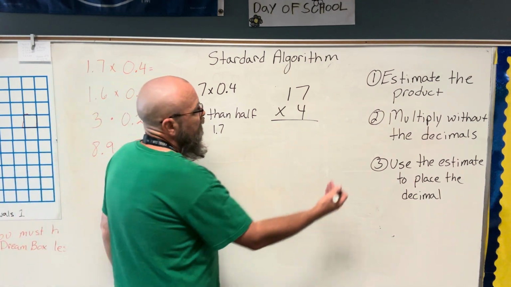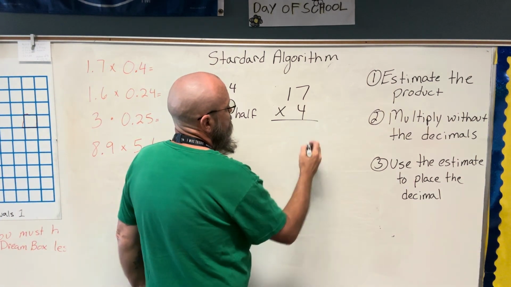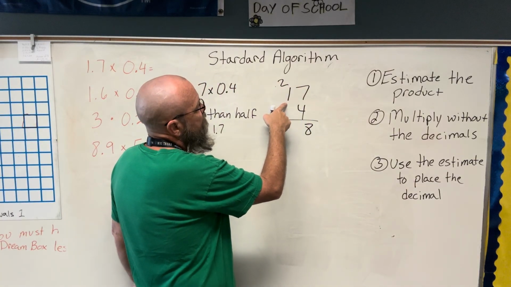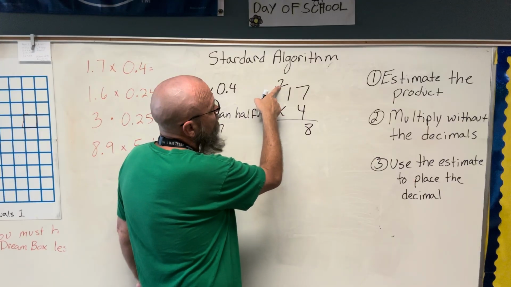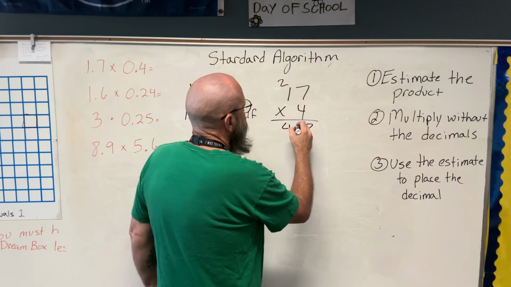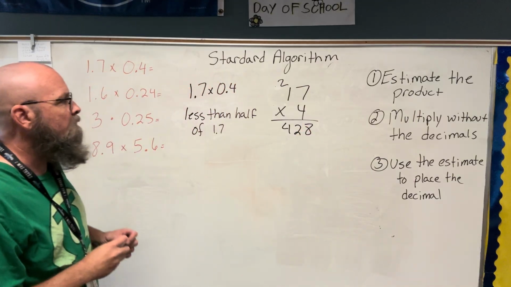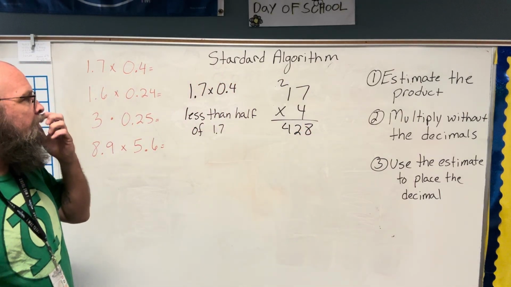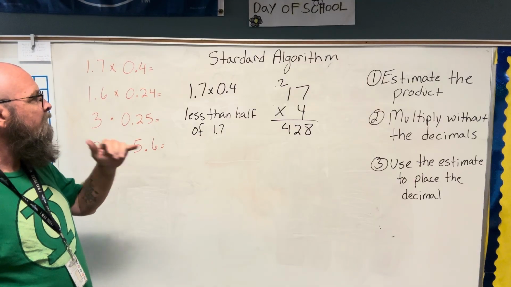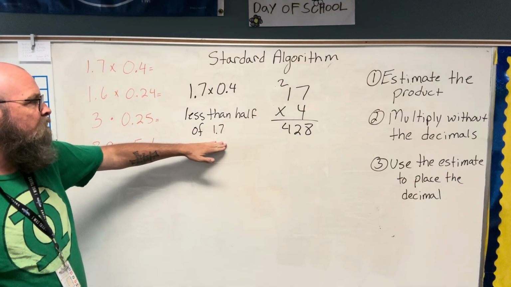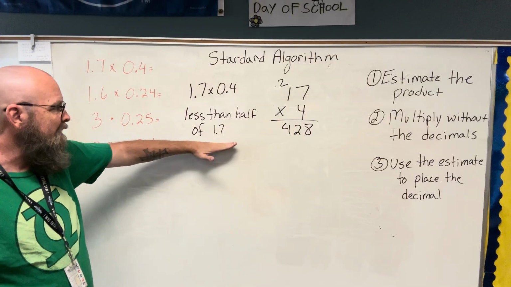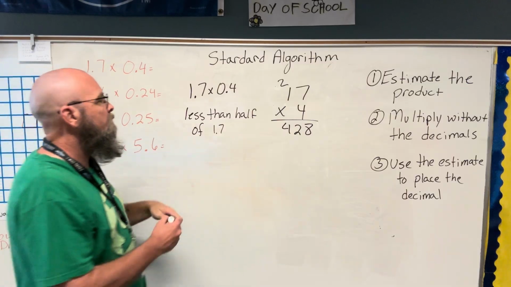Now we just multiply like normal. 7 ones times 4 ones is 28 ones. 4 times 10 is 40, plus 2 more is 42, so we have 68. Now I said my answer had to be less than half of 1 and 7/10. So my answer is actually going to be less than 1.